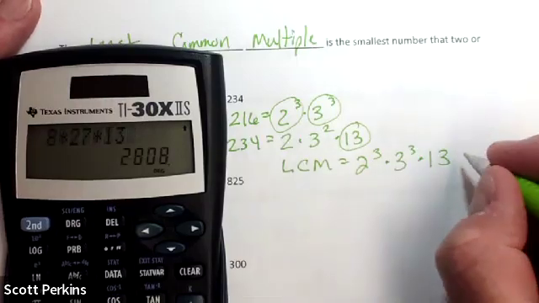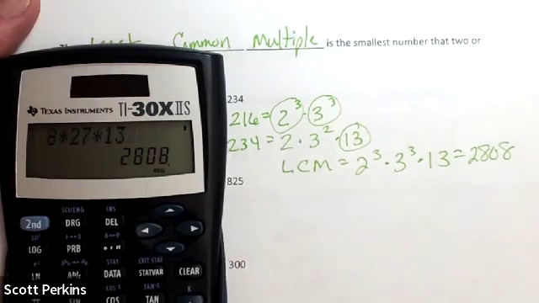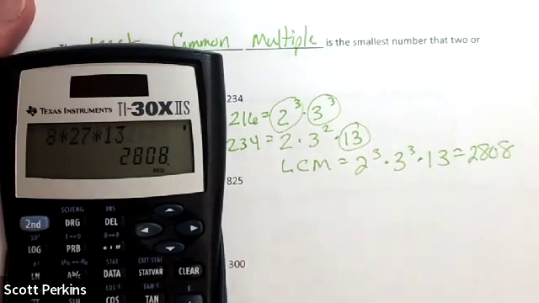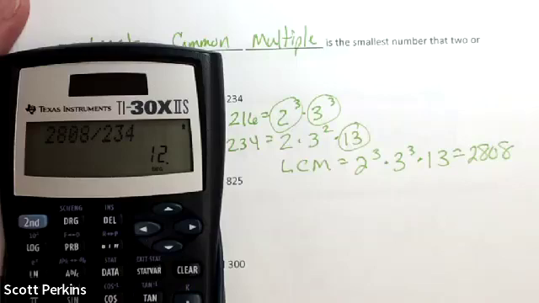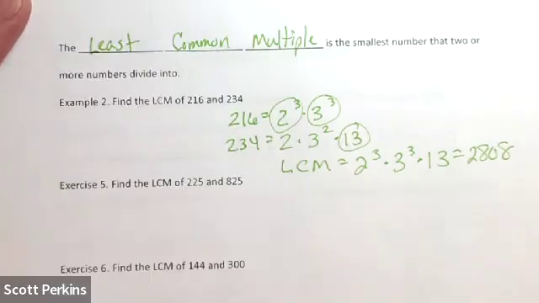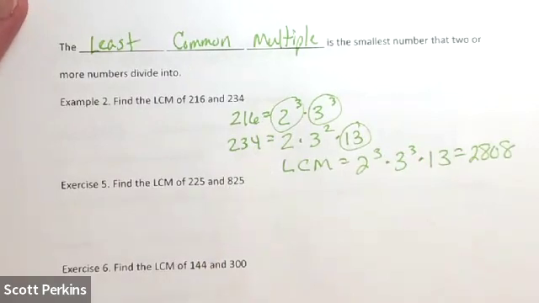That is the number 2,808. And so my contention is that I can divide both 216 and 234 into that number. So 2,808 divided by 216 goes 13 times. And then 2,808 divided by 234 goes 12 times. So 2,808 is divisible by both 216 and 234.